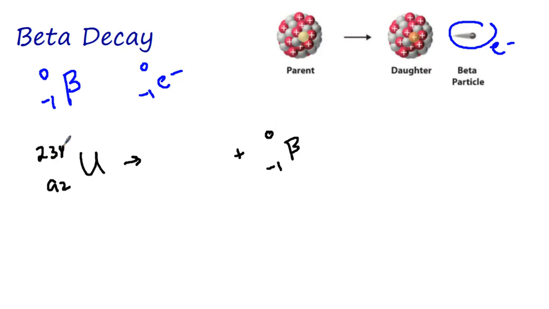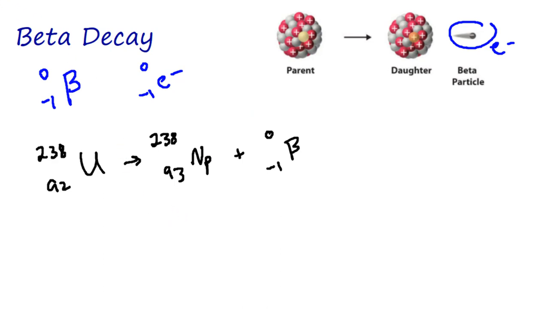And so let's look at the top, the mass first. Let's go with the easy one. 238 is equal to what plus 0? Hopefully you can do that math without a calculator. 238. So 92 is equal to what plus negative 1? That's 93, which means now it's a totally new element. It's the element neptunium on the periodic table, element number 93.